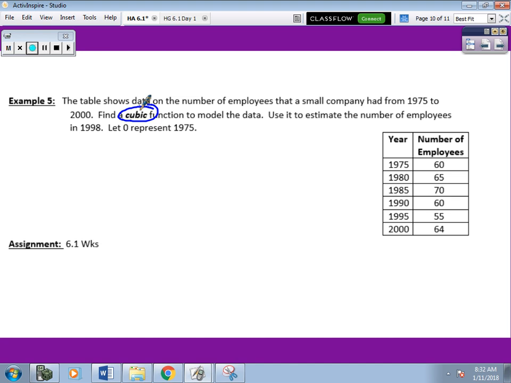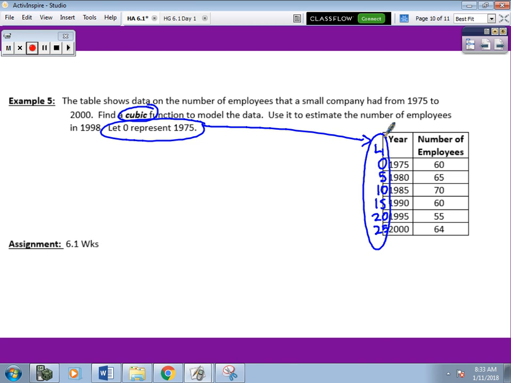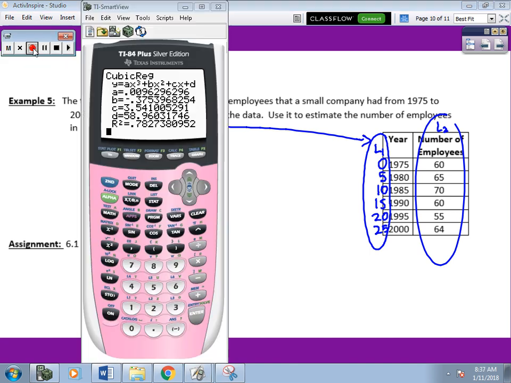But also pay attention to what the directions say. Let 0 represent the year 1975. When it tells you to do this, you're actually letting this be 0. This would be 5 years later. This would be 10 years after that, 15, 20, and 25. And those are the values that are going in for L1. These are the values that are going in for L2. And then all you're doing is finding a cubic model and using it to estimate the number of employees in the year 1998.